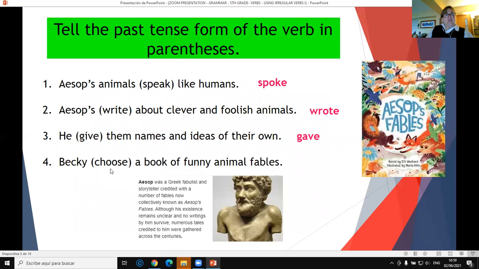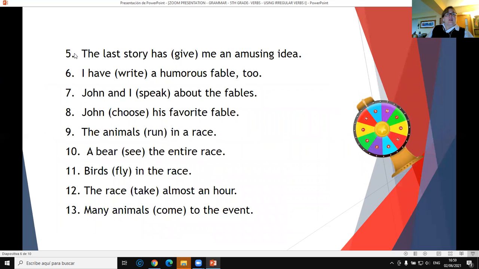Number four, Becky (choose) a book of funny animal fables. So the past of choose is chose. So Becky chose a book of funny animal fables. Number five, the last story has (give) me an amusing idea. Here we have a helping verb, so be careful. So we say the last story has given me an amusing idea. Number six, I have (write) a humorous fable too. Here we have another helping verb, so be careful. We don't use wrote, we use written. So we say I have written a humorous fable too.